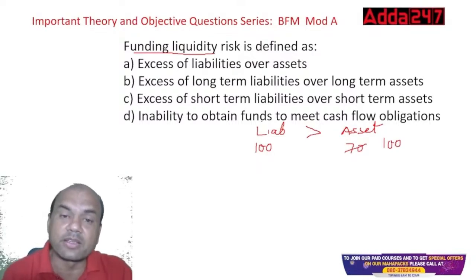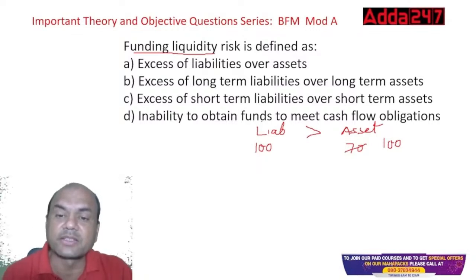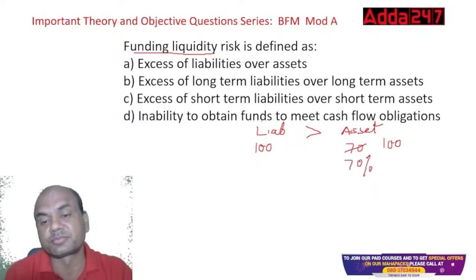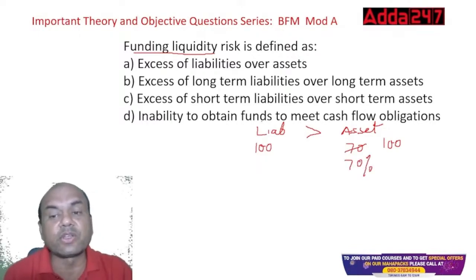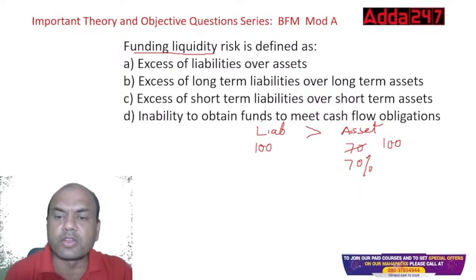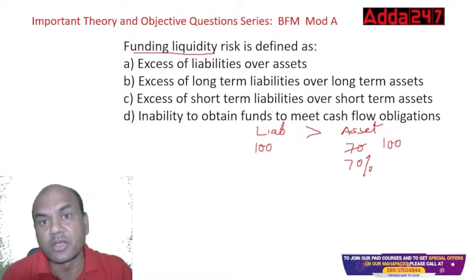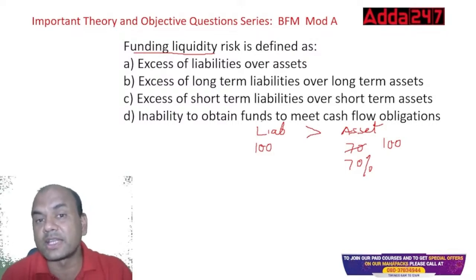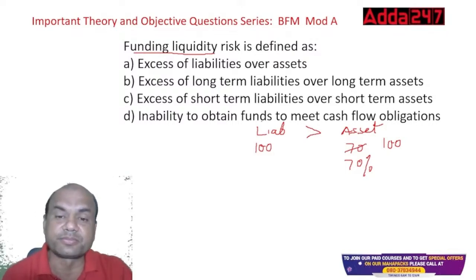RBI has given the term that your assets and liabilities should always be 70%. So this is right. Assets will always be lesser than your liabilities. Always. Means basically loans will always be lesser than your deposits. Of course, the ratio is matched so that the rate of interest, NII, is not affected much.